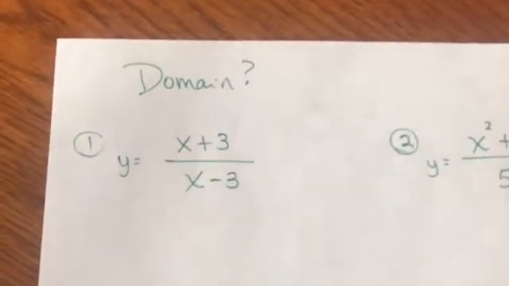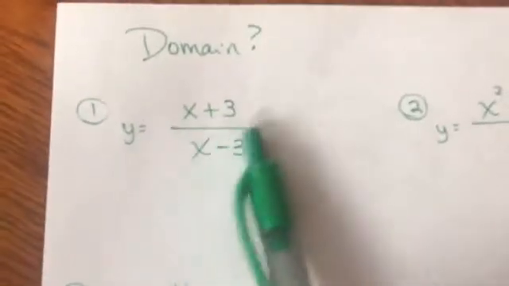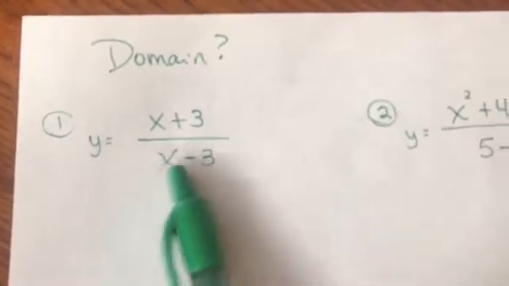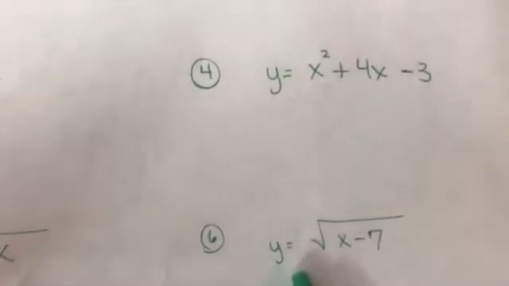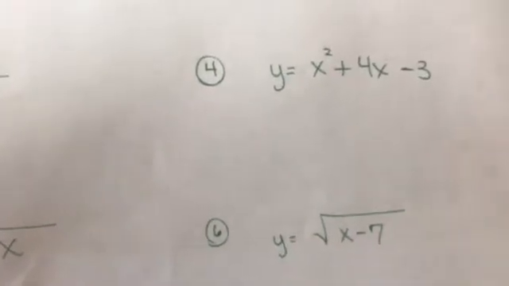There's really only two times you have to be careful. You have to be careful when there are fractions, because remember you can't have a zero in the denominator. And you also have to be careful when we take square roots, because you can't take the square root of a negative. So those are the only times that you need to be super careful.